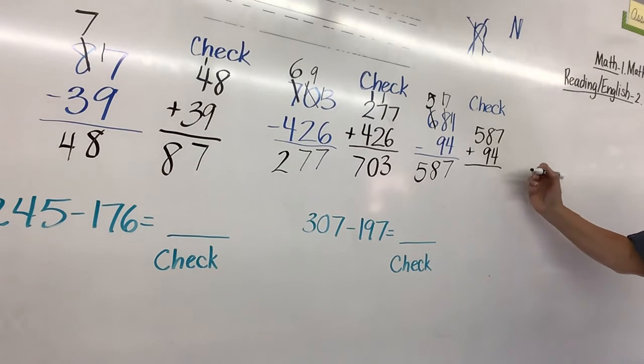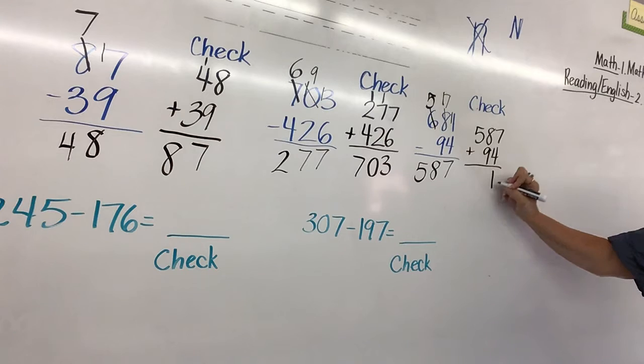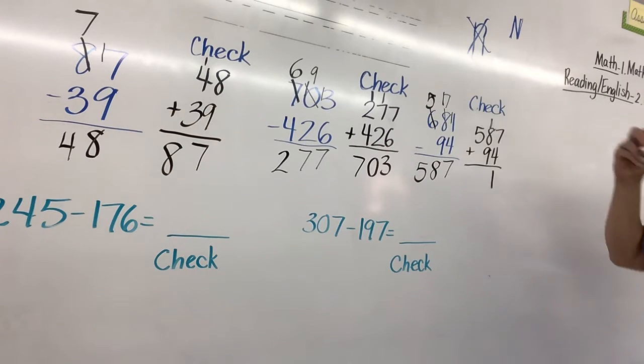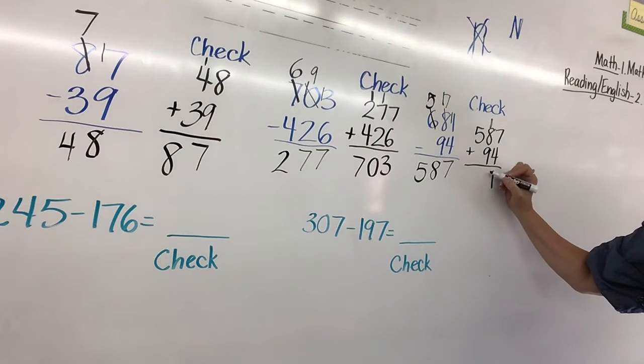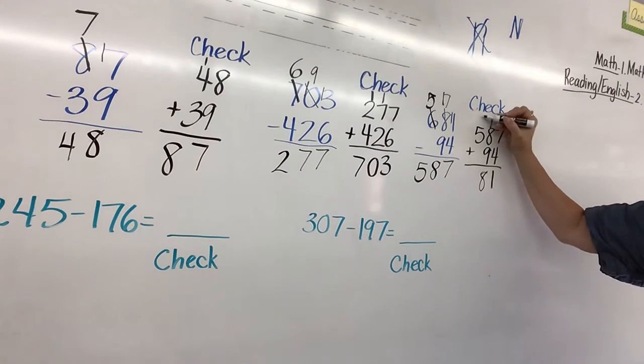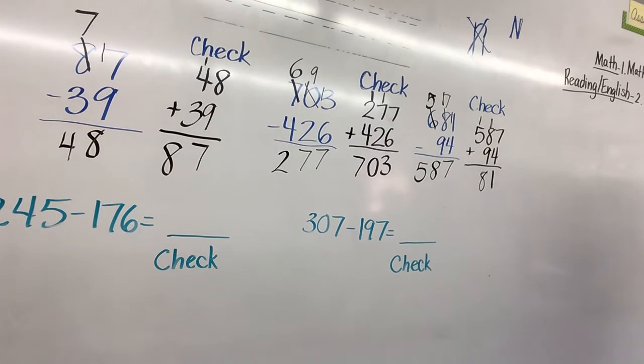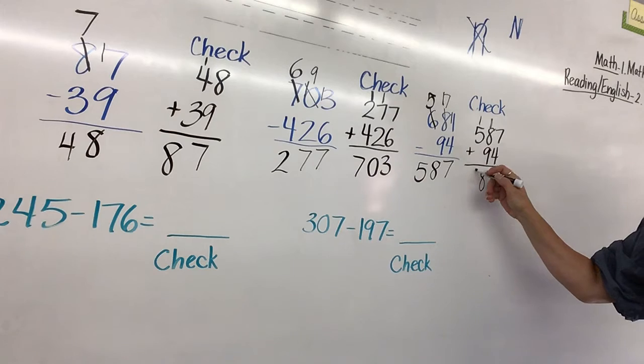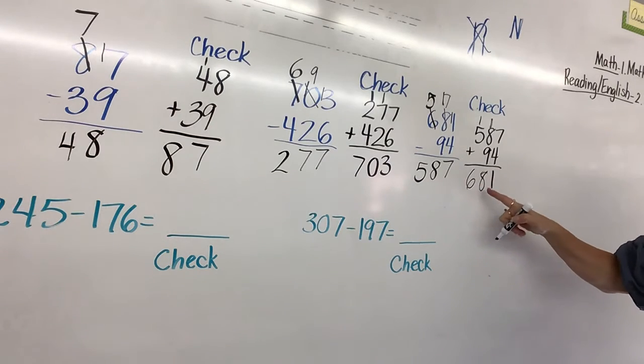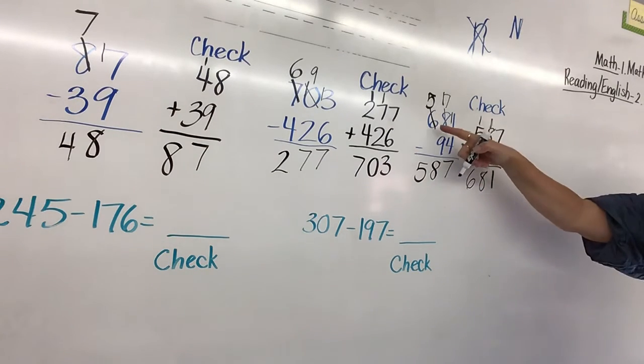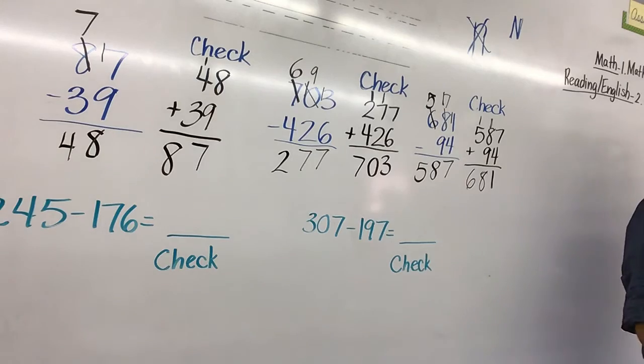7 plus 4? 11. So put a 1 and rename the 1 to the top. 1 plus 8? 9. Plus another 9. 9 plus 9? 18. So put a 8 and rename a 1 to the top of the hundreds. 1 plus 5? 6. And we ended up with 681. And that was our minuend. So check. We're good. All right.